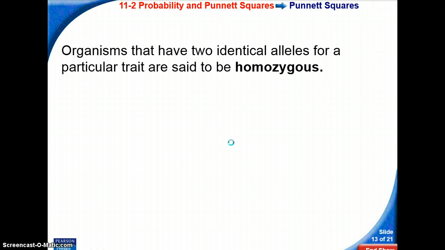The organisms that have 2 identical alleles for a particular trait are said to be homozygous. So if we go back to our original parent plant, they have 2 exact alleles, so we have 2 capital T's for tall or 2 lowercase t's for short. They are said to be homozygous because they have the same traits.